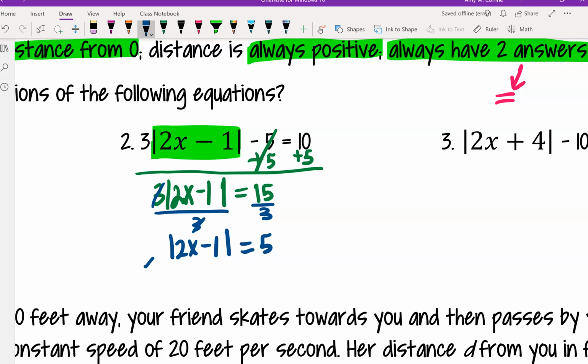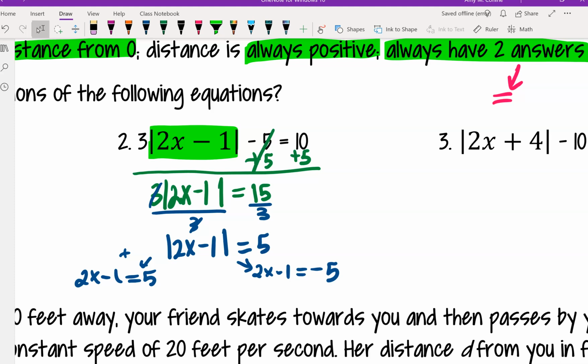At this point, you're going to take the 2x minus 1 out of the absolute value and split it into two different equations. One is going to be positive, so this is the positive one. On the right side, we have the negative. We're going to make that 5 negative. Now it becomes a two-step equation, so we can solve it. We add 1 and then divide by 2. Add 1, we get 6. Divide by 2, we get 3.